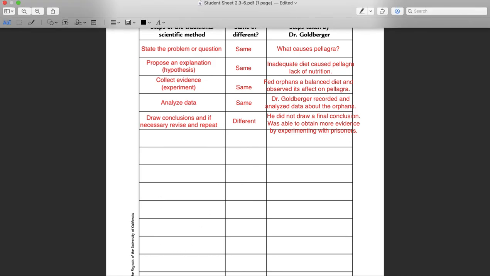So there you have it, guys. Student sheet 2.3. I hope you've made your corrections and included this in your activity 2 note in your science notebook.